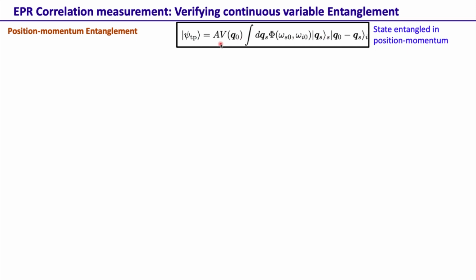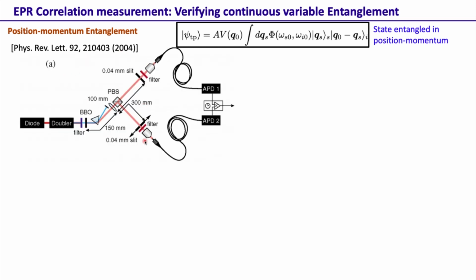Now using such a state produced by parametric down conversion, in 2004 there was an experiment that actually reported EPR correlation measurements, that means the conditional Heisenberg uncertainty measurement that was less than h bar by 2. So in this experiment we have a laser and a BBO crystal, which produces parametric down conversion. The laser is blue and the entangled photons are red. First they are separated: the blue goes this way using a prism, and then the red goes this way. The signal photon goes in this direction, the idler photon goes in this direction.